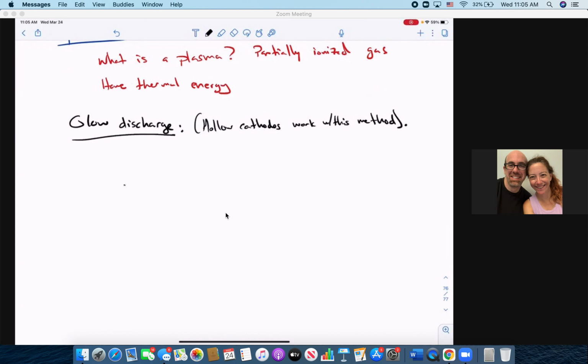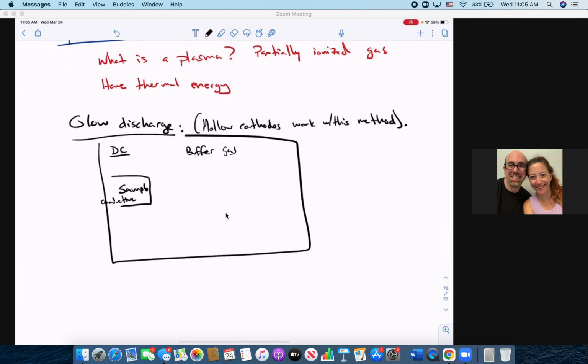So in a glow discharge, we have a sample. Now, there's two kinds of glow discharge. We'll talk about DC glow discharge first, or just in general. We have a sample, and it's conductive. It's a requirement in this case. Then we have a buffer gas inside this chamber. So we're in some kind of box, if you will, for lack of a better term, with a window so we can measure light. And this buffer gas is going to be argon or neon, something like that. Sometimes helium if you're feeling excited.